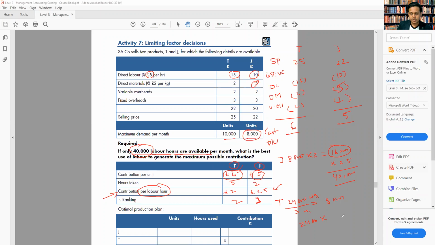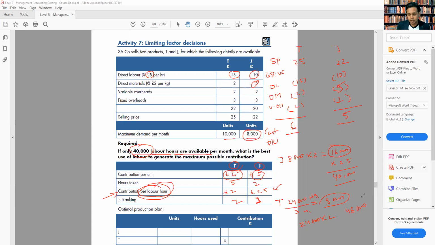24,000 times 2. Per hour we have a contribution of 2, not per unit. Remember that, not per unit. We have the contribution per labor hour. Remember that, so contribution per labor hour. So 24,000 hours times 2 gives me 48,000 contribution.